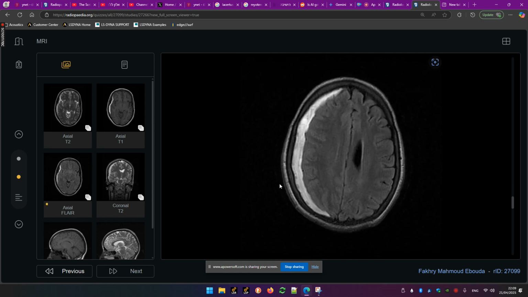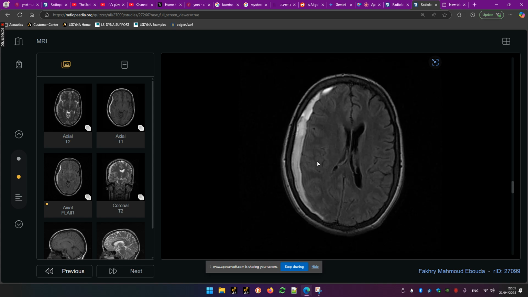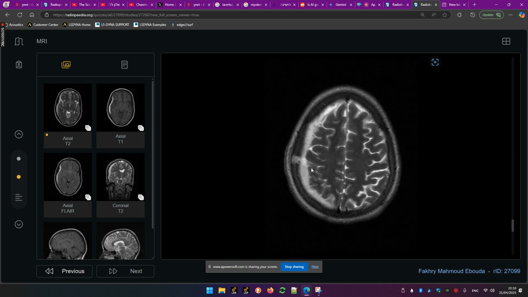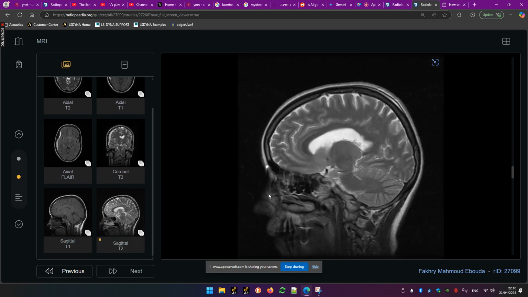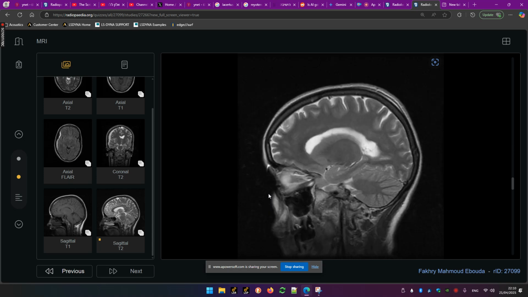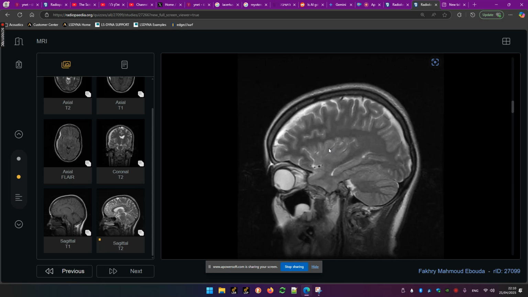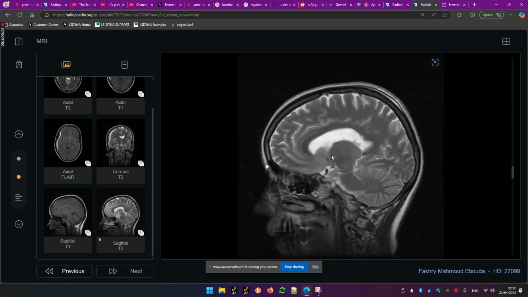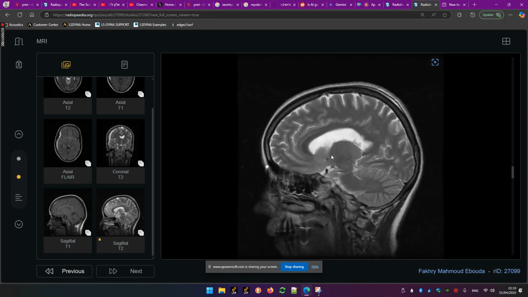Okay, on FLAIR, we still see this hyperintense lesion. So it's, of course, not CSF or something because it's hyperintense. I don't see any lesion, I must say. I don't see any space occupying lesions. What is going on over here? What is this thing that I see right over here? What is it? Corpus callosum and things like this. What's going on here?